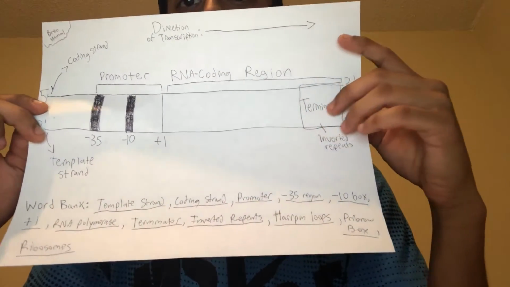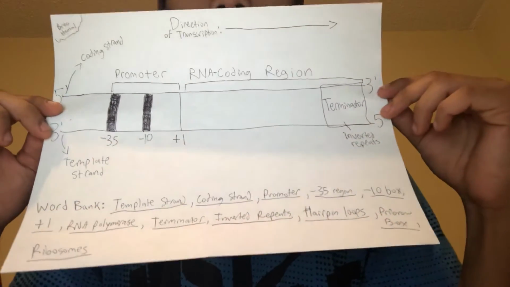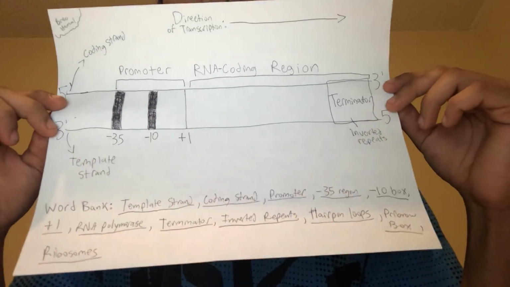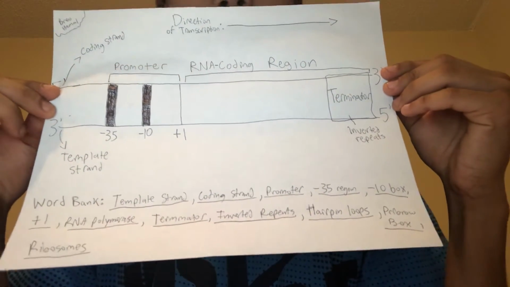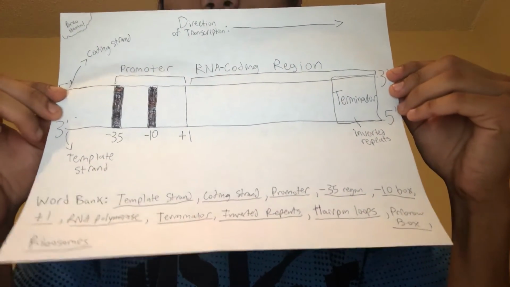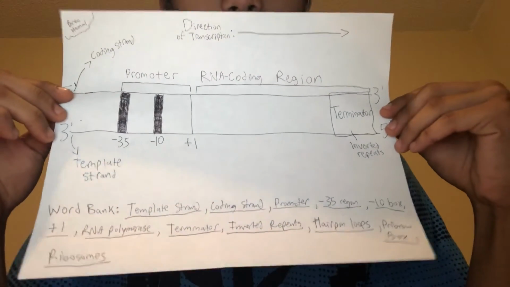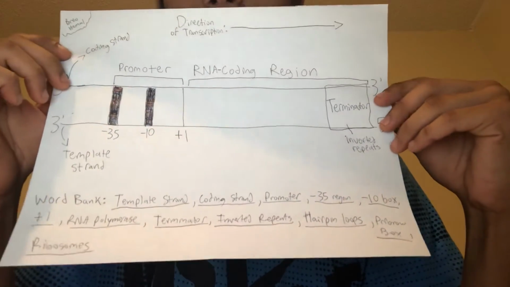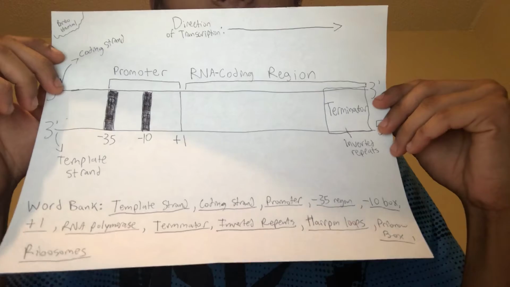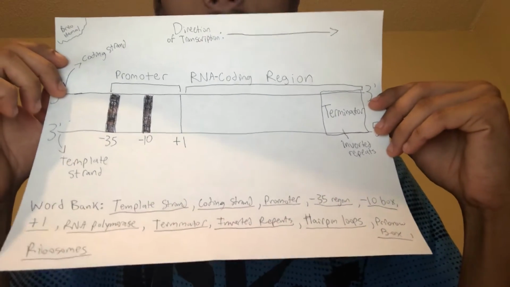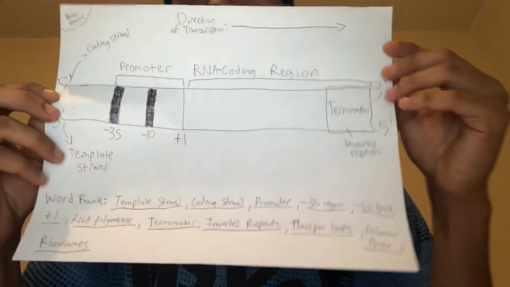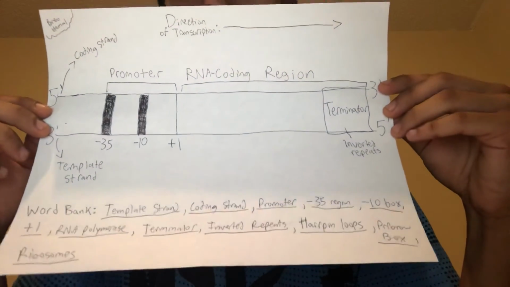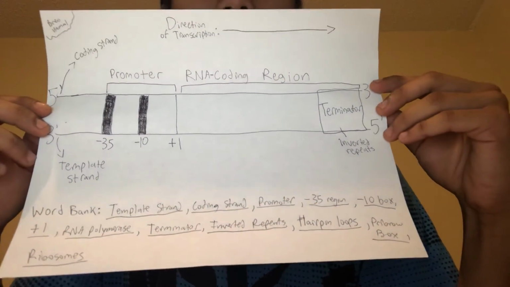As you go along, you get to the terminator. The terminator stops transcription by inverted repeats. RNA binds together and creates hairpin loops. Within these hairpin loops, a collection of uracils binding to DNA allows RNA to release from RNA polymerase to terminate transcription. When transcription is terminated, the RNA goes to the ribosomes.